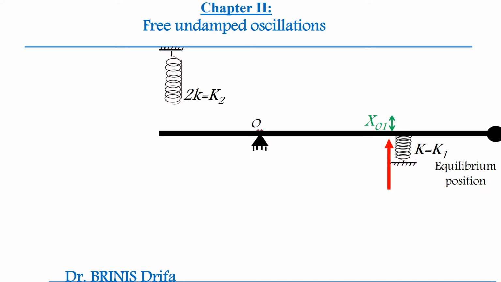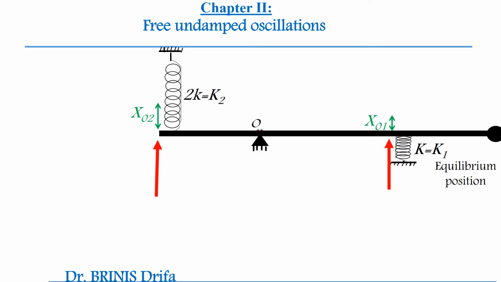Fortunately, we have this spring K2. It can be elongated with the distance x02, and here you see that this spring K2 is generating a force making the balance of the system in order to get the equilibrium position at theta equal to 0.